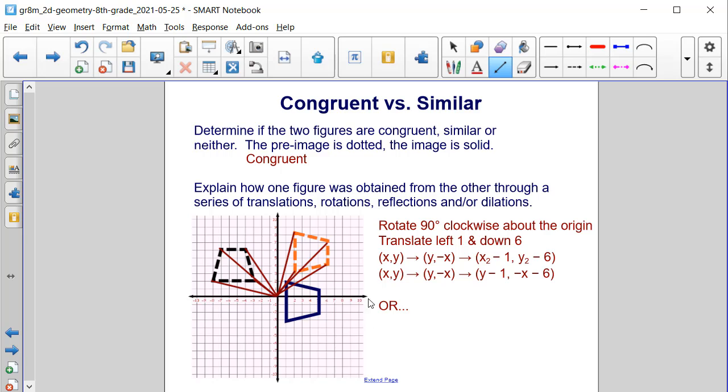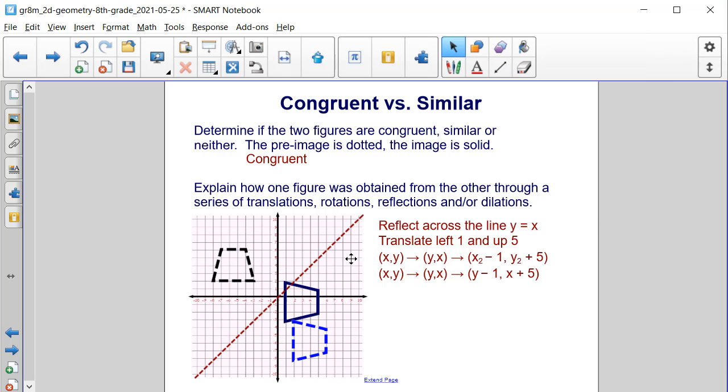There is yet another way that you can move the original pre-image to the image. If you'd like to think about how that could occur, pause the video and try to see if you can figure it out. So yet another way to get from this original pre-image to this image would be to reflect the trapezoid across the line y = x, and then to translate it to the left 1 unit and up 5. Left 1, up 5.